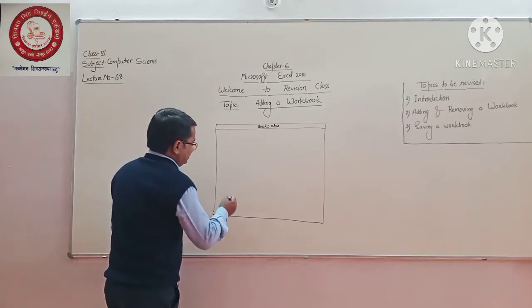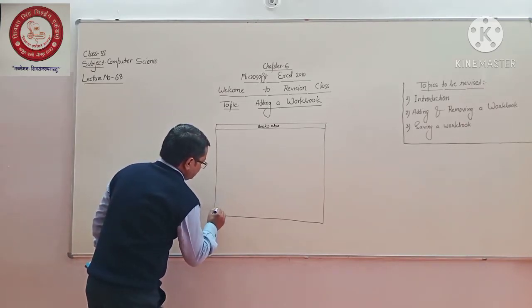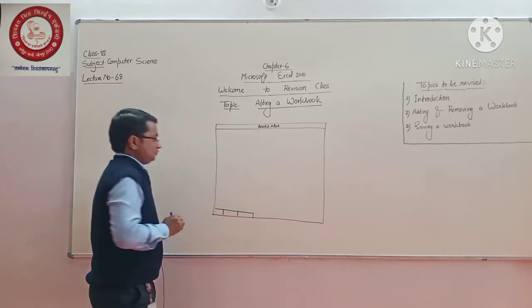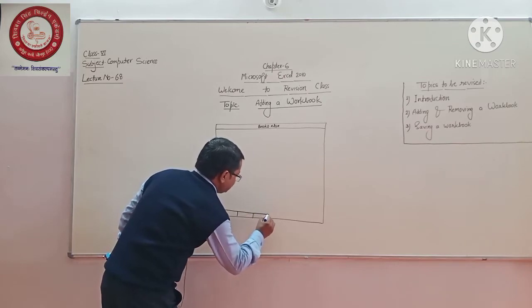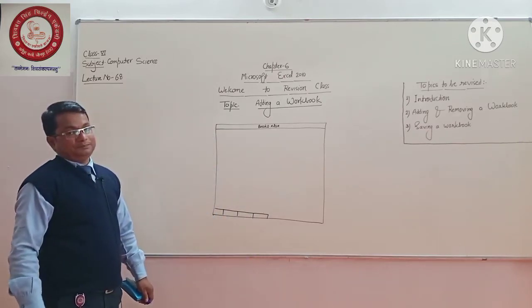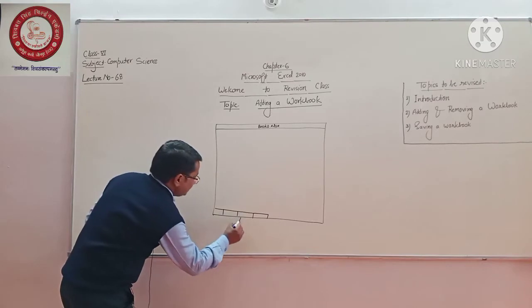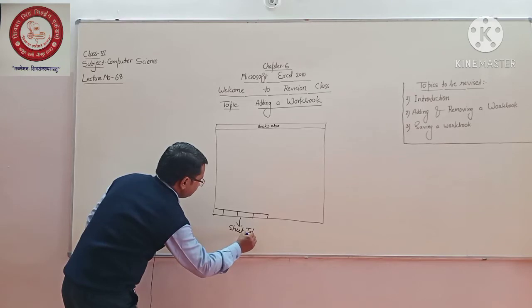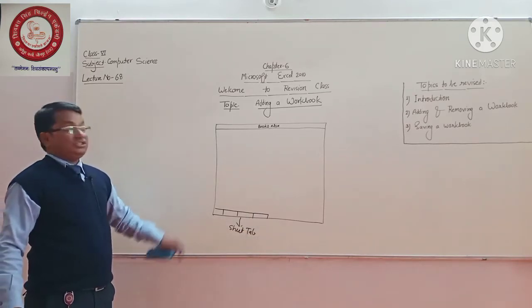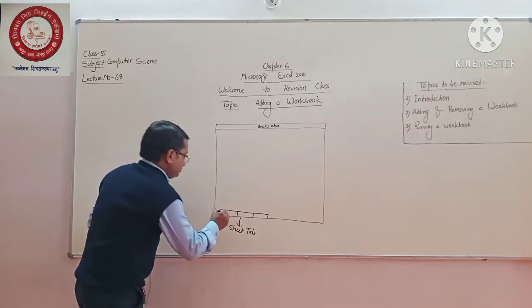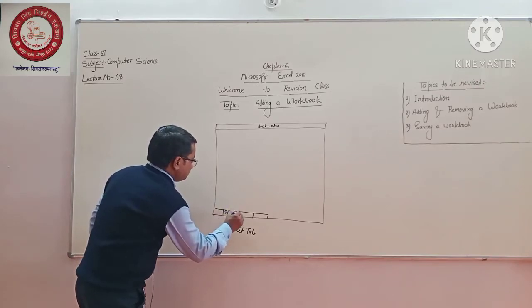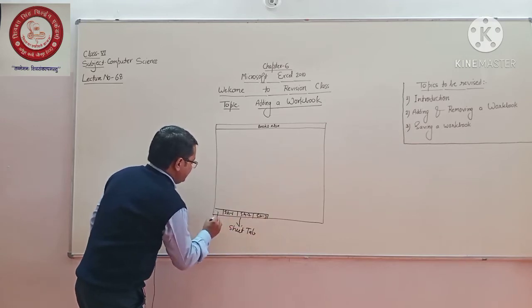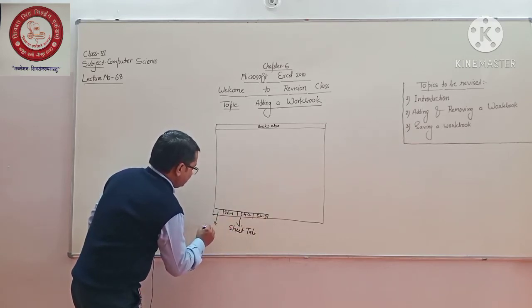Suppose at the bottom side, you will have the sheet tab. This is one kind of sheet tab. In this sheet tab, this is sheet number 1, sheet number 2, sheet number 3, and here some buttons are there.